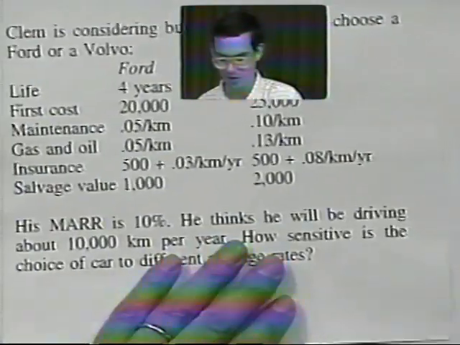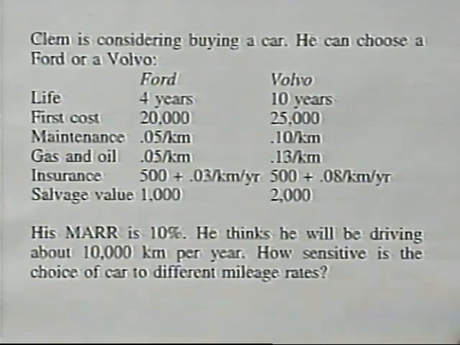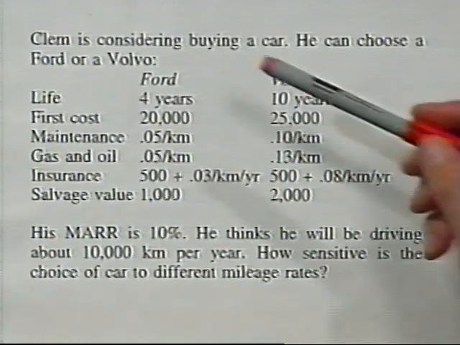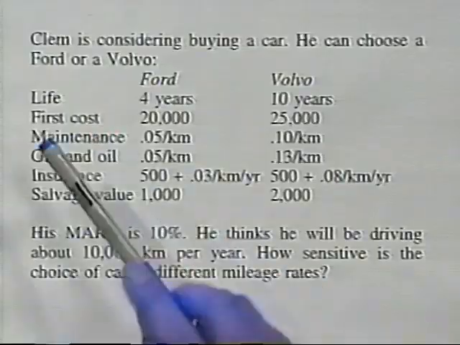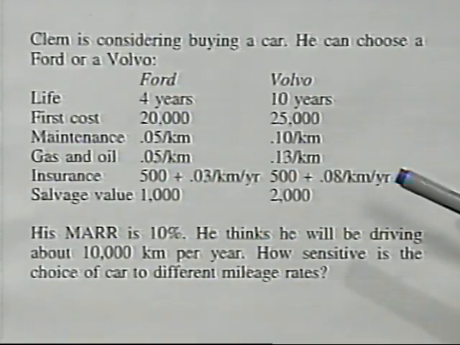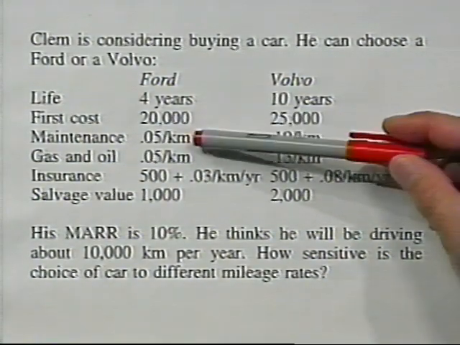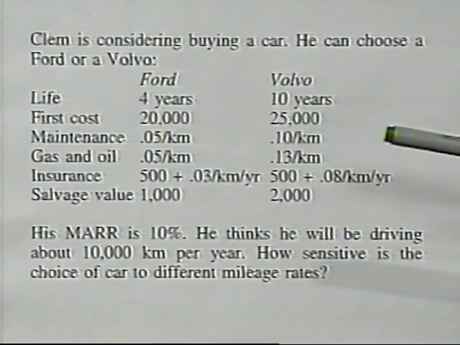Here's another example. Slightly different principle in this example. Clem's considering buying a car. He can choose a Ford or a Volvo. And we're given a bunch of figures for each of these purchases in terms of life, first cost, and maintenance, and so forth. We've seen this kind of analysis before. Note, however, that the maintenance, gas and oil, insurance depend on his mileage.